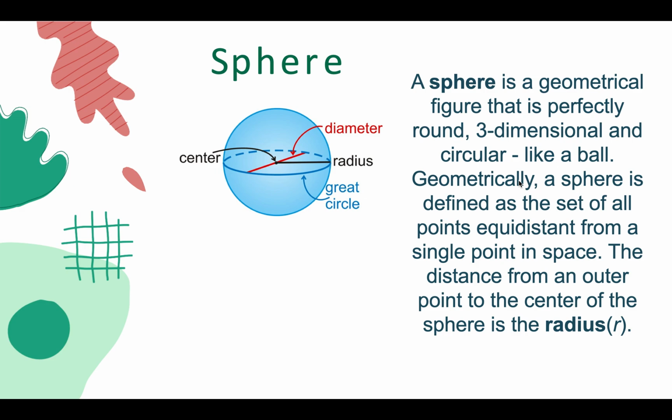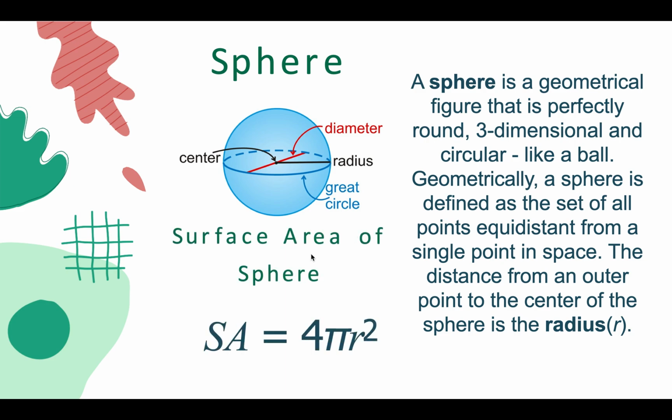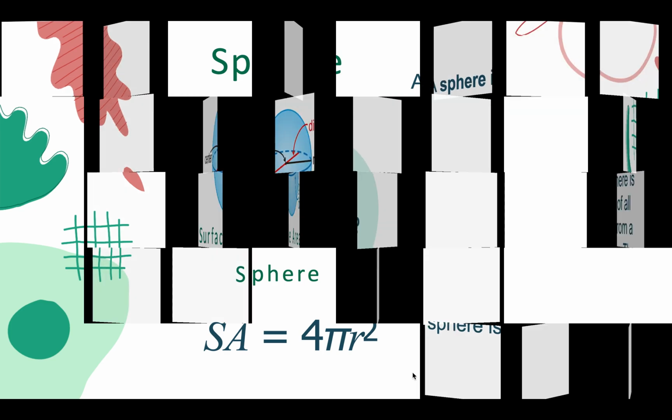Geometrically, a sphere is defined as the set of all the points equidistant from a single point in space, and the distance from an outer point to the center of the sphere is the radius. Okay, so those are the parts. And the formula for finding the surface area of the sphere is 4 pi r squared. So please do take note of the formula for the surface area of a sphere.